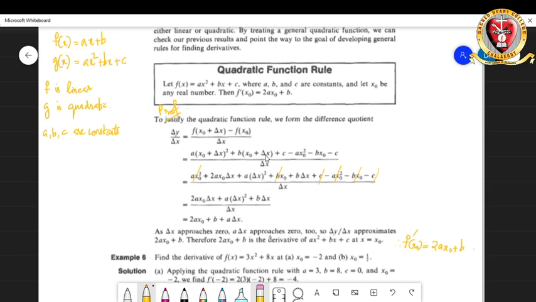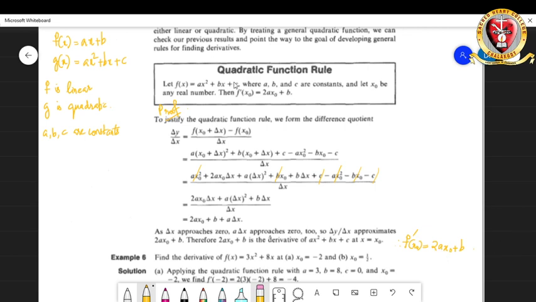You get here and open the braces and then simplify, cancelling out all the plus minus terms. Then you get the value sitting here. Then you can cancel out the delta x from the numerator and denominator to obtain the value sitting here. Now when delta x is approaching 0, delta y by delta x will move to 2ax naught plus b, right? So what we obtained is, we got that f dash of x naught is equal to 2ax naught plus b.